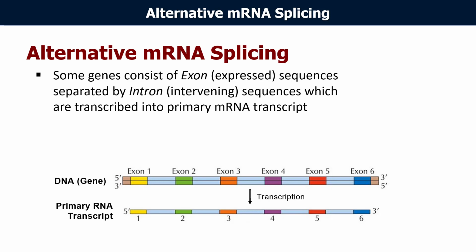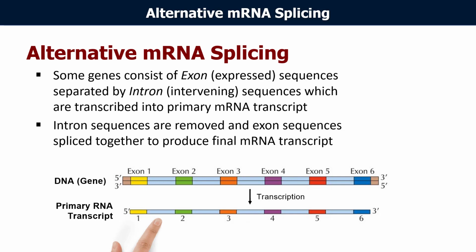But now what we need to do is remove those intervening intron sequences. So the intron sequences are removed, and the exon sequences spliced together to produce the final messenger RNA transcript. So we made this temporary version that's got the intervening sequences. We need to cut those out and glue together the exons. But as we're going to see, we have some options as to how the exons are glued together.